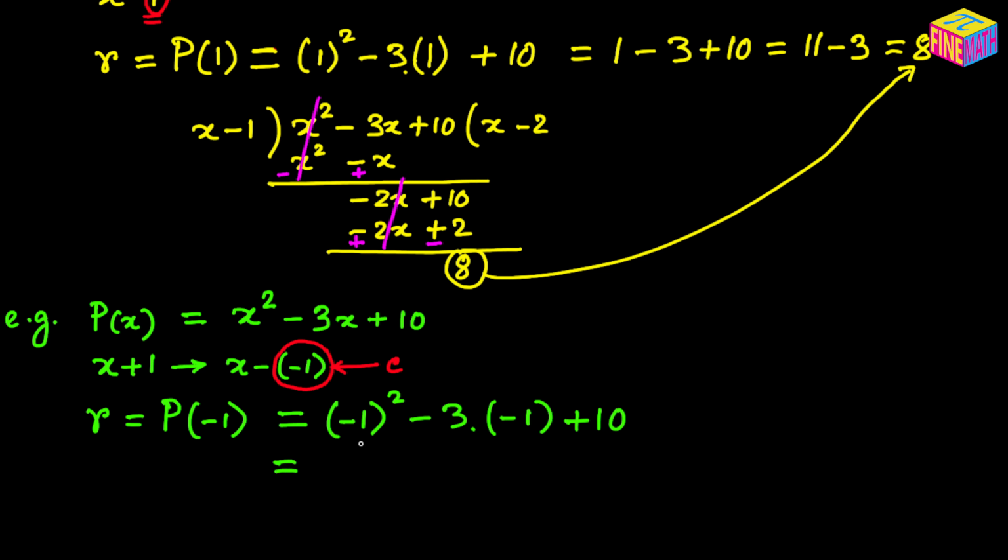And this is equal to negative 1 squared would be positive 1. Then negative 3 times negative 1 would be positive 3. And then plus 10. And this turns out to be positive 14. So that is our answer. That is the remainder. When x squared minus 3x plus 10 is divided by x plus 1, we are going to get a remainder of 14. And you can try the regular division to prove that yes, it is actually going to become 14. You can try that. It's easy.